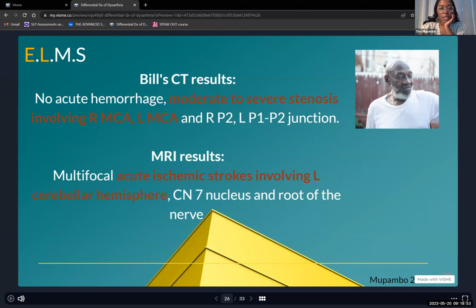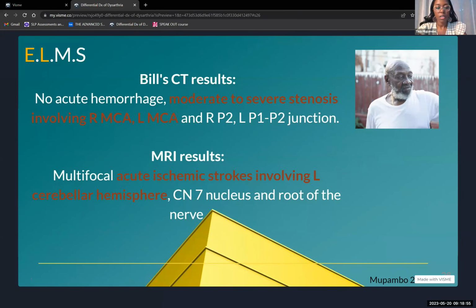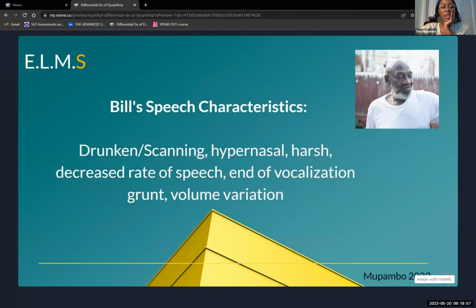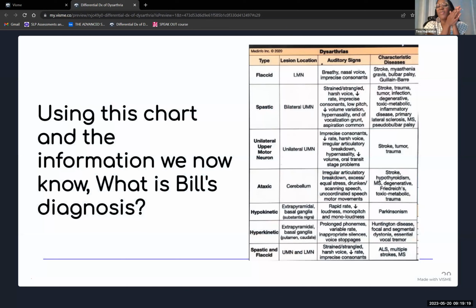So let's jump into here. We're now back again to his speech characteristics, the one we saw at the very beginning, okay? Now it's starting to make a little bit more sense as we're listening to his drunken scanning speech. He's hypernasal, he's harsh, his rate of speech is decreased, he has end of vocalization grunt. So let's look at our chart here, because now we're trying to see, what does this guy have? I'll give you a clue, it's a mixed dysarthria, right?